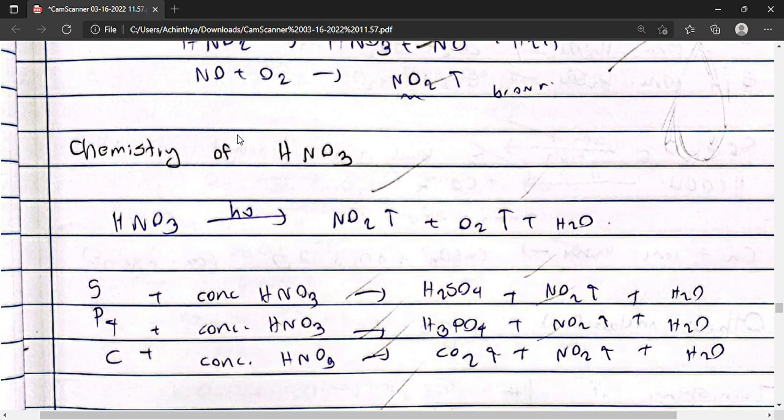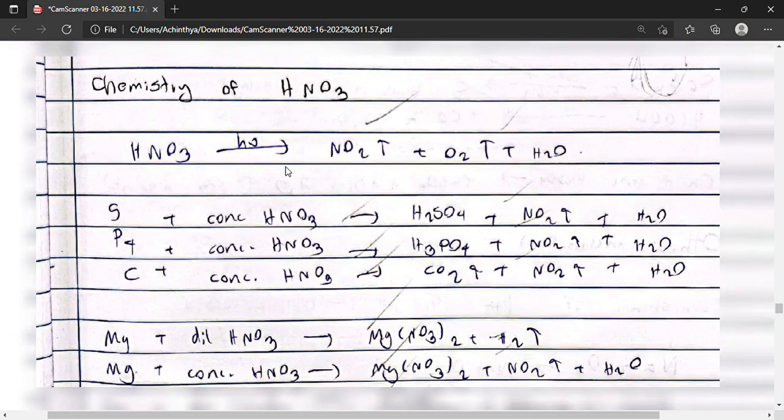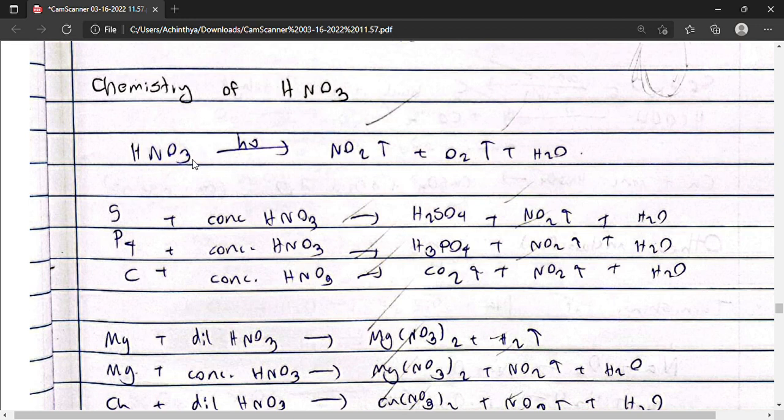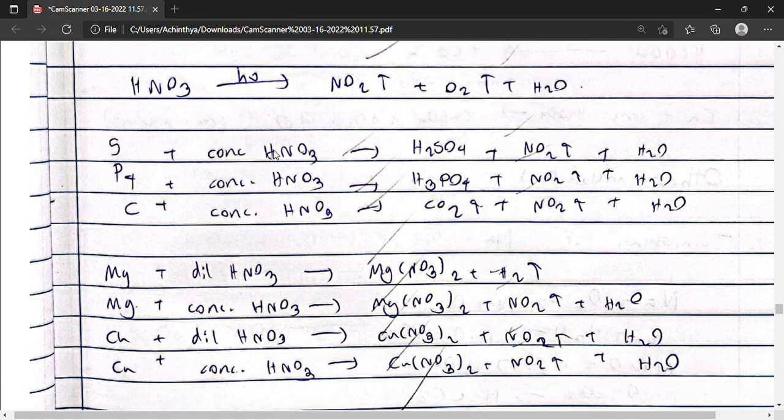Now we go on to nitric acid. Nitric acid is stable, but it can photodissociate into the brown color nitrogen dioxide gas, oxygen, and water. Basically, nonmetals react with concentrated nitric acid to form the respective nonmetal acid, nitrogen dioxide, and water. So with sulfur it is sulfuric acid, phosphorus phosphoric acid, carbon carbon dioxide, and water. Carbonic acid is very unstable, so it decomposes into carbon dioxide and water.